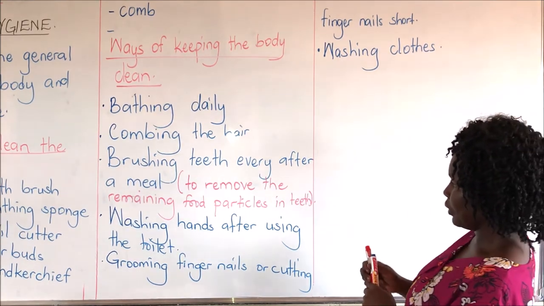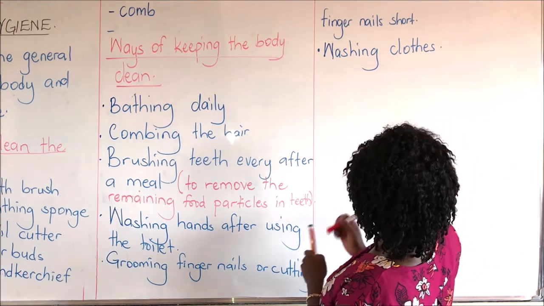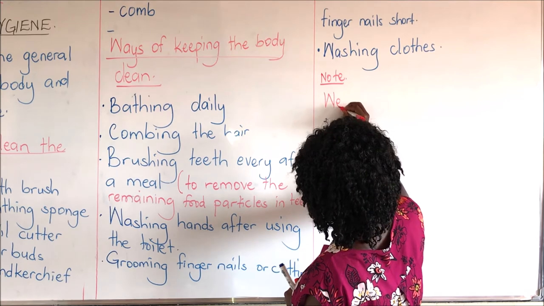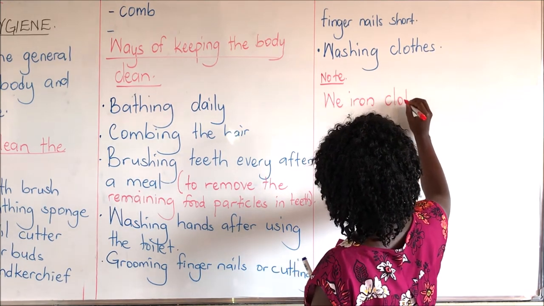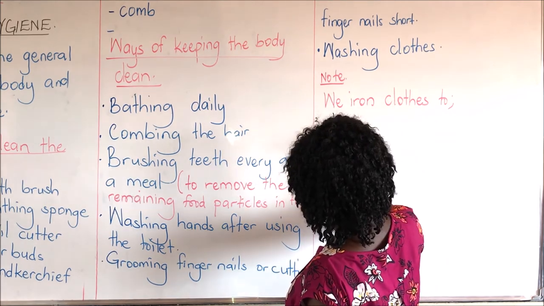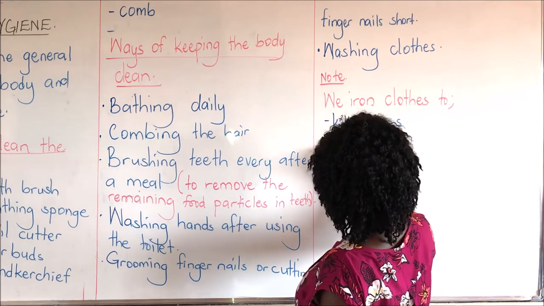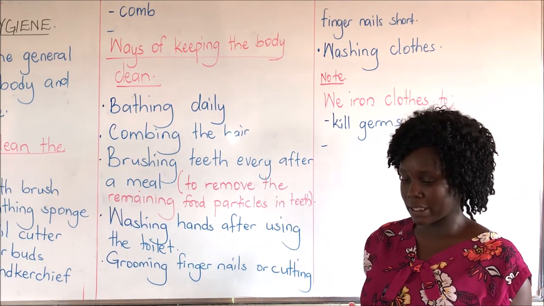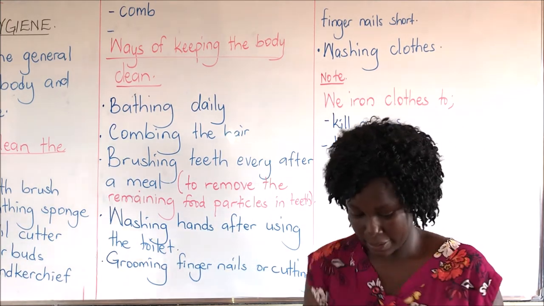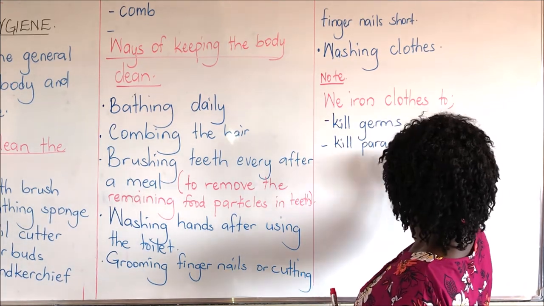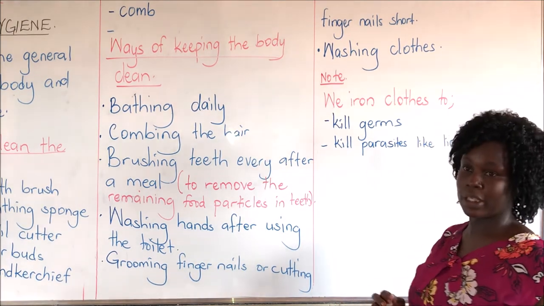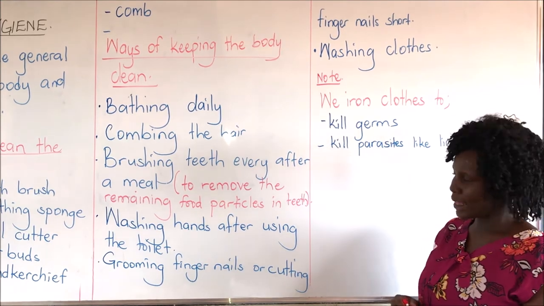So is that one okay? So here, any B, maybe what I can put down: we iron clothes. Number one, you're trying to kill germs. Another one is, maybe if there are some parasites around, you're trying to kill some parasites. It can be the lice, parasites like the lice. We have what we call body lice, then in the hair, we have lice for the hair.